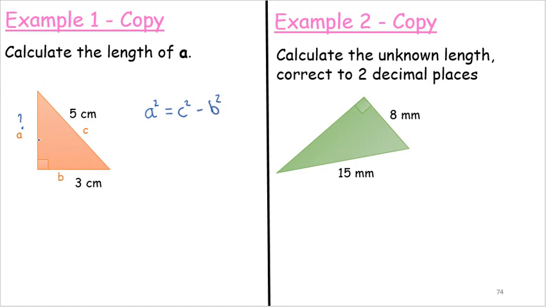This is because we're not working out the hypotenuse in this case, we're working out one of the shorter sides. From here, note that we don't know what a is, so I'll keep that as a squared, but we know that c is 5, so that's 5 squared, and that b is 3, minus 3 squared.